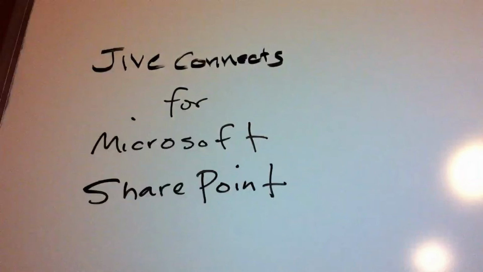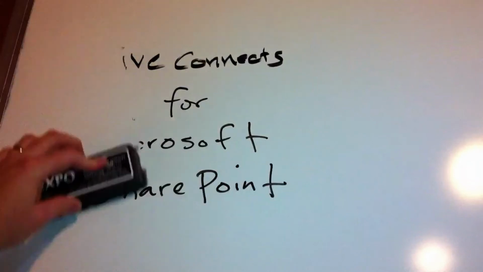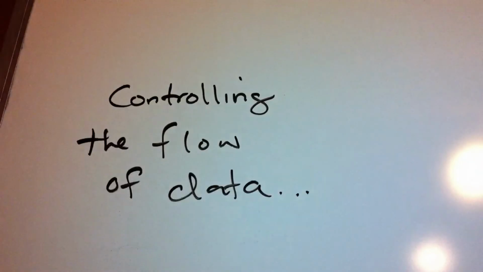This time we're going to learn about controlling the flow of data between SharePoint and Jive. Now, as you saw in an earlier demonstration, the establishing of a socialization relationship between a SharePoint site and a Jive place is the most common and probably the most powerful way of sharing data across the connector.